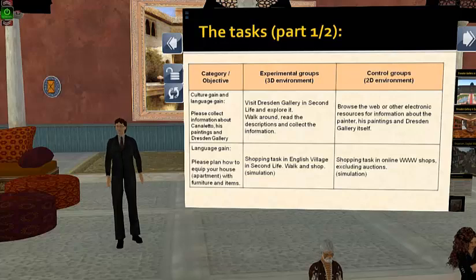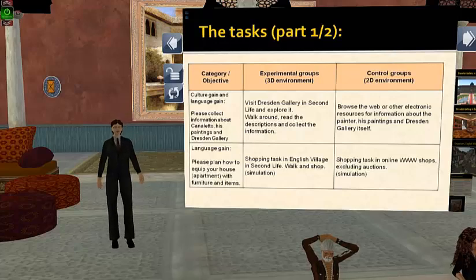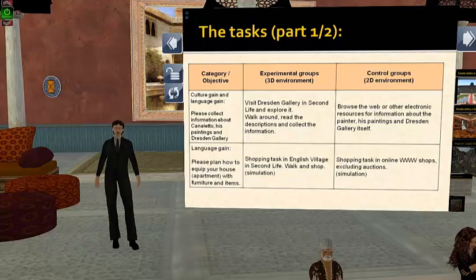For the language gain, the task was: please plan how to equip your house or apartment with furniture and items. I asked them to imagine that they are moving to a new place, a room that they will live in, a room that they will share with somebody, maybe an apartment, maybe a house, that didn't matter. Please think how you would like to equip it, with which items to put in the house or in the room, and the experimental groups did their shopping in English Village.